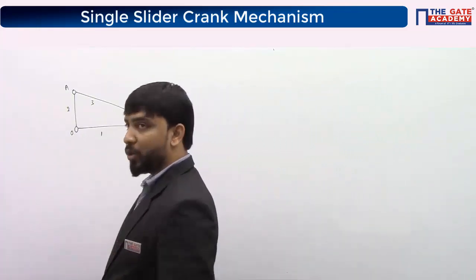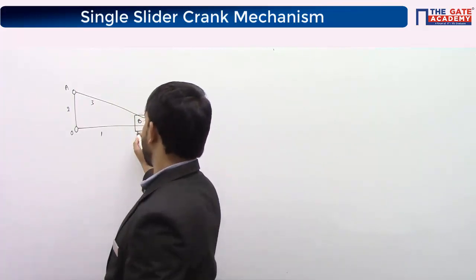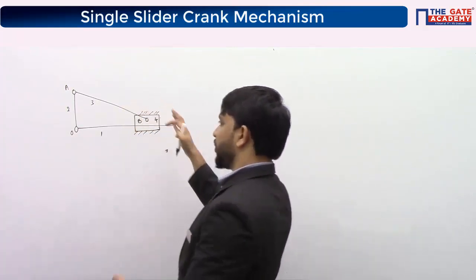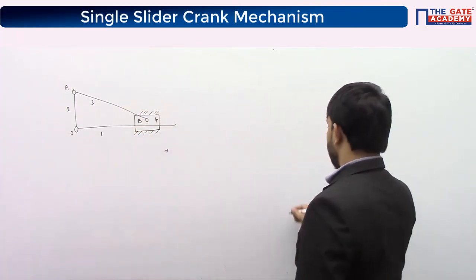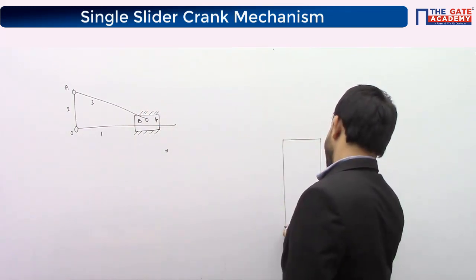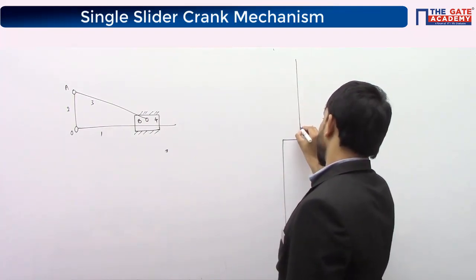Fourth inversion. To get the fourth inversion, I'm fixing link number 4. I'm just rotating everything by 90 degrees. When I rotate everything by 90 degrees, this is link number 4, and inside this link number 4, I have link number 1.